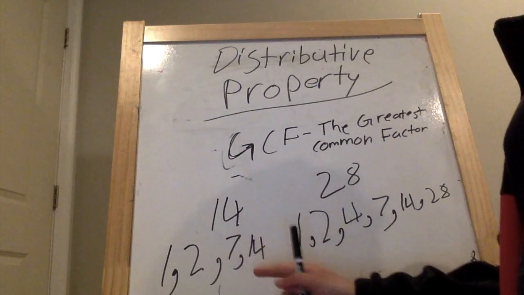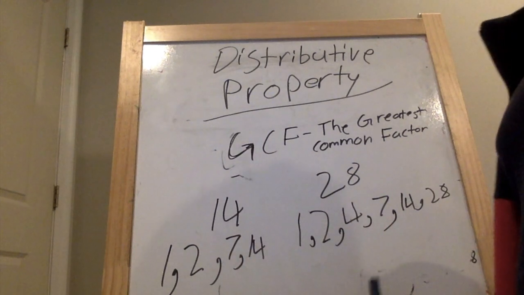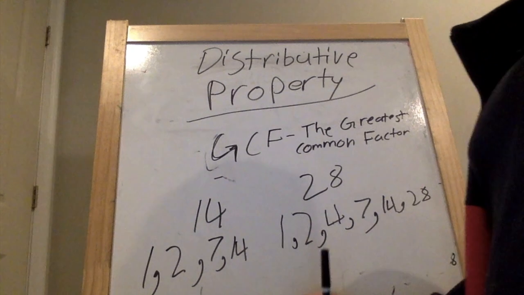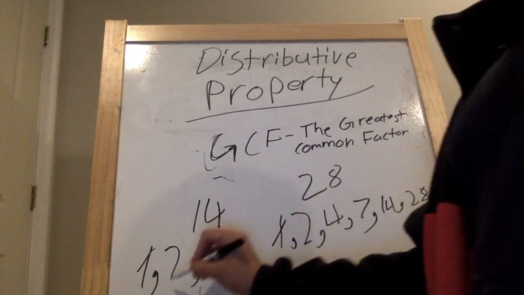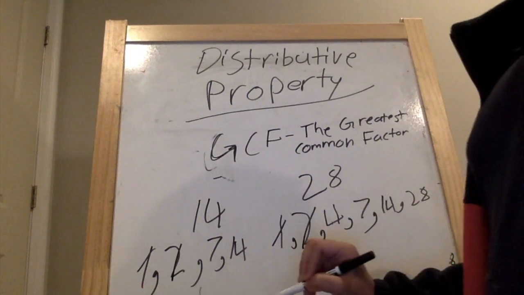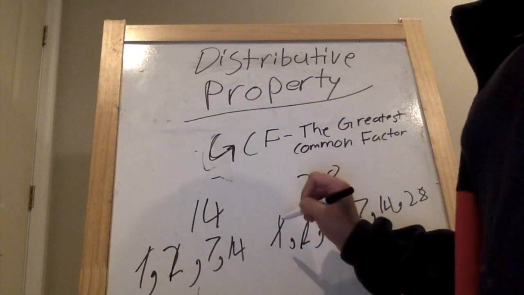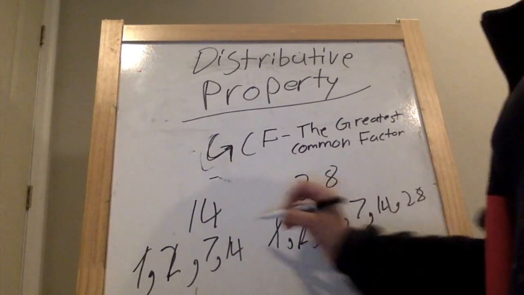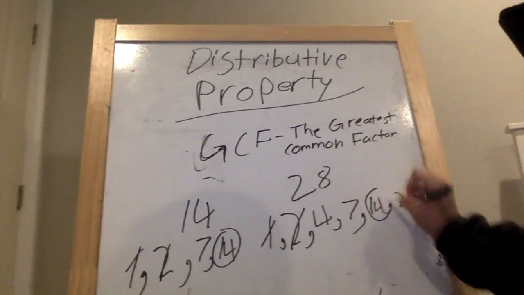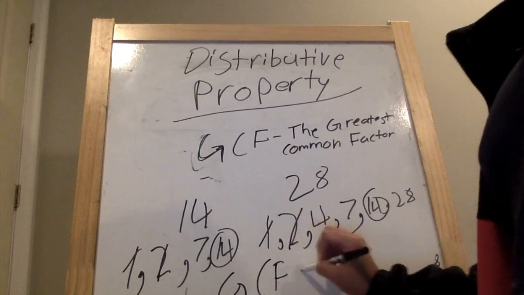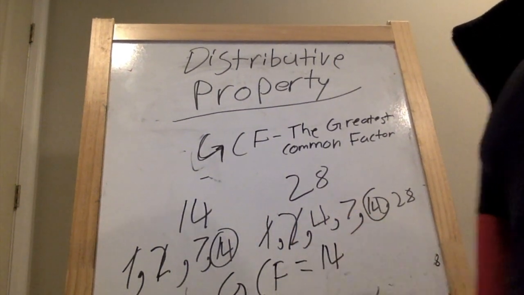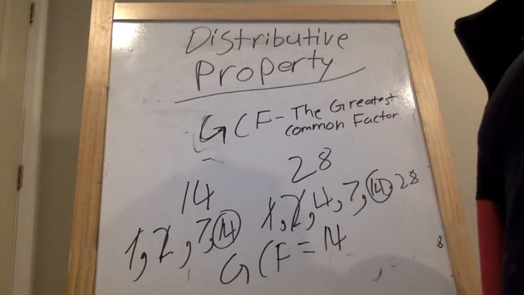So what's the biggest factor they both share? If we look at this example here, it's not 1. They share more large factors than 1. It's not 2. It's not 7. It's 14. The GCF equals 14. Please make sure you understand that.